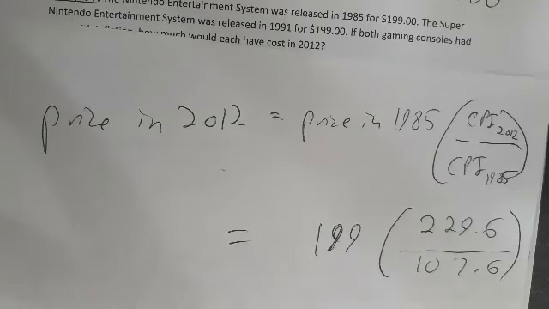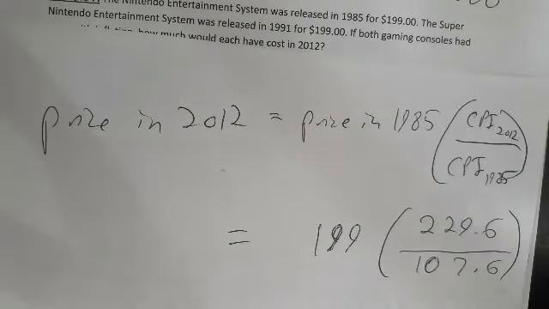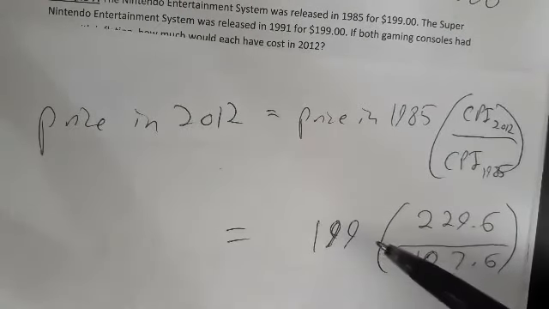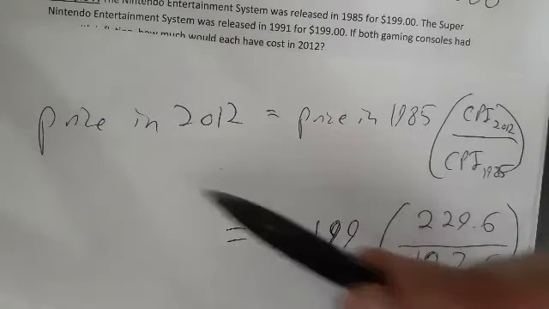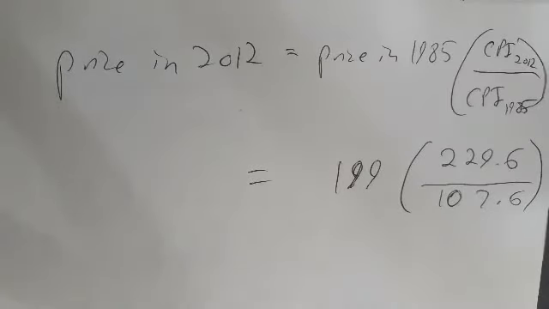And maybe a little bit of visual looking at the big picture: if the big number's over the little number, this thing should be getting larger, right? So this is another way you could recognize you're setting things up correctly. We want this to get larger from 1985 to 2012, so we should set it up so that the larger CPI is on top. The other way around would give us a smaller number.